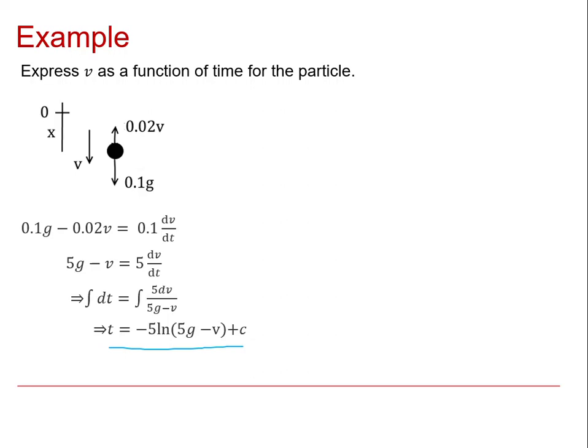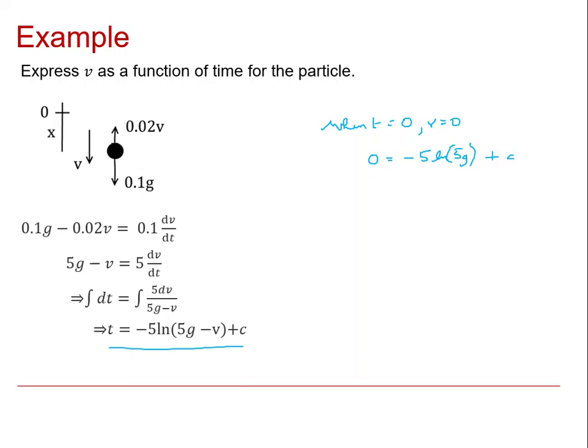So now what can we do with that? Well, we need to push that a bit further, so we can put in the initial conditions. If we take when t is equal to 0, that the velocity is equal to 0, that will tell us that 0 is equal to minus 5 log, and it will just be 5g in the brackets so that it's unambiguous, plus c. So our c is 5 log 5g.